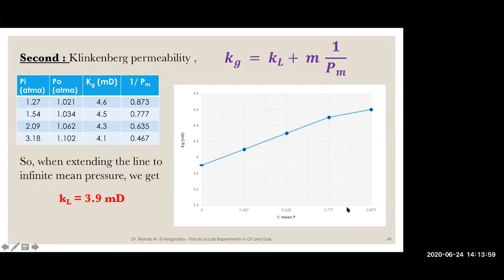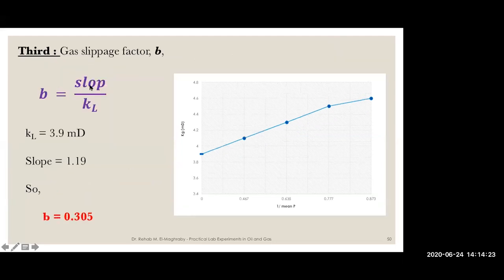and the permeability on the y-axis, and you will extend the line to meet the axis at 0. The intersection here will be the liquid permeability, or Klinkenberg permeability. The slope of this line is equal to the slippage factor times the liquid permeability. So if you take the slope and divide it by the liquid permeability, you will get the slippage factor.